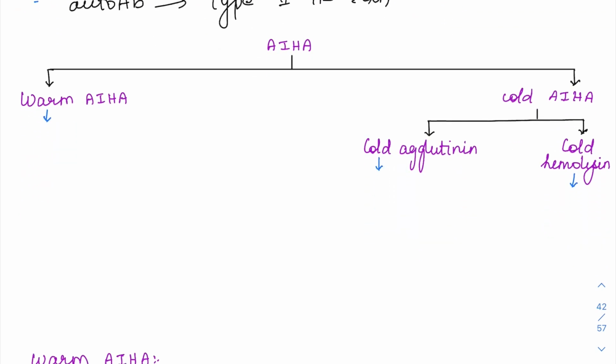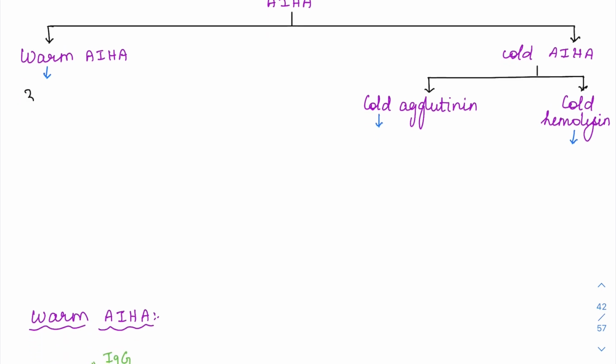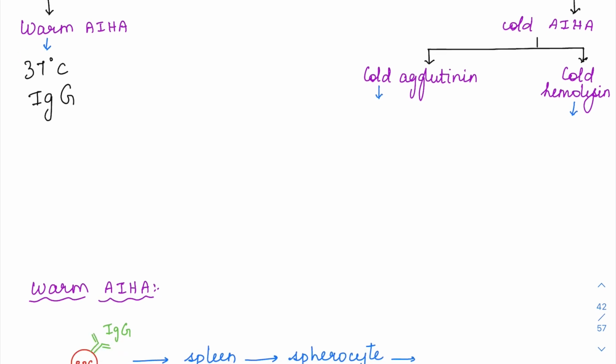So AIHA is divided into two types, warm type and cold type, based on the temperature at which the hemolysis takes place. Warm AIHA, as the name suggests, takes place at 37 degrees Celsius, and the autoantibodies are usually of the IgG subclass. While cold AIHA has two subclasses again. It could either be cold agglutinin disease or cold hemolysin disease. So agglutination or hemolysis is going to happen. Cold agglutinin disease is associated with IgM, and both cold types are associated with a temperature of 4 degrees Celsius. So warm at 37 degrees Celsius, cold at 4 degrees Celsius.